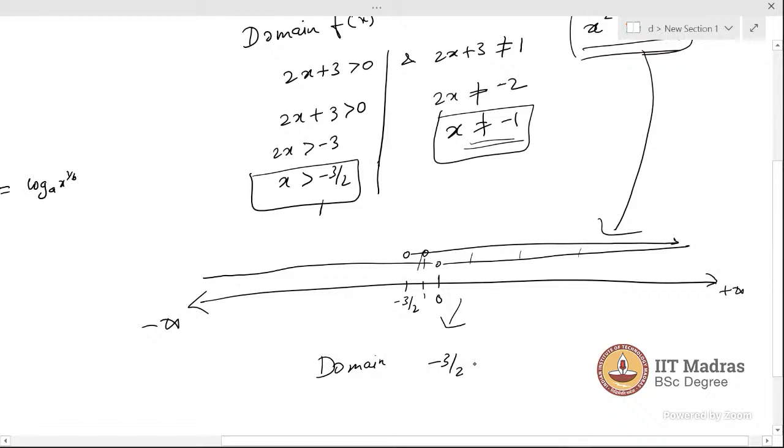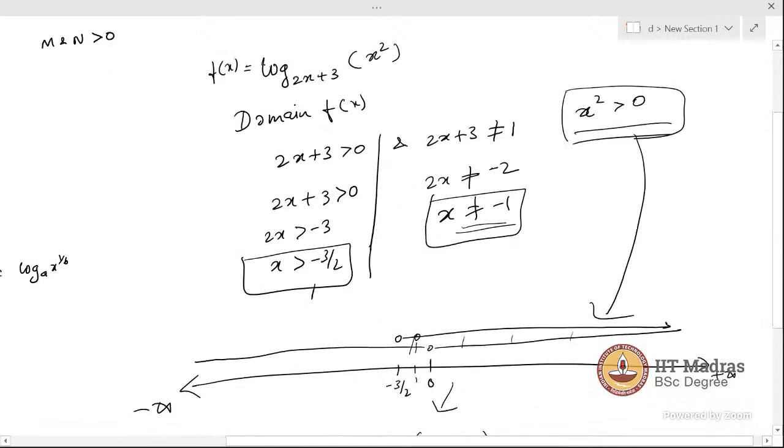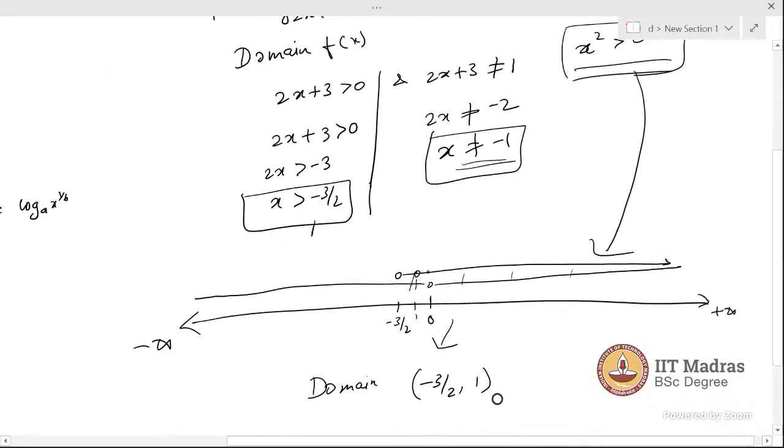Except 0 also, right? What about 0? Even 0 is not included, no? Yes, sir. Right, so even that is okay. So I'll just write down here.